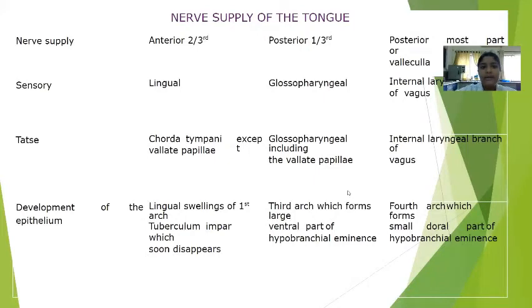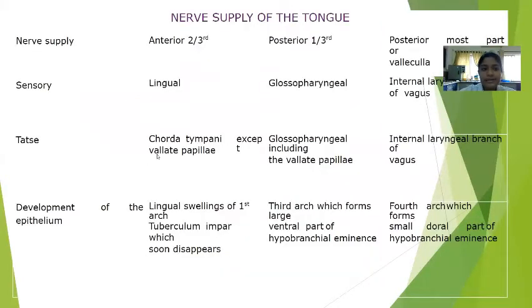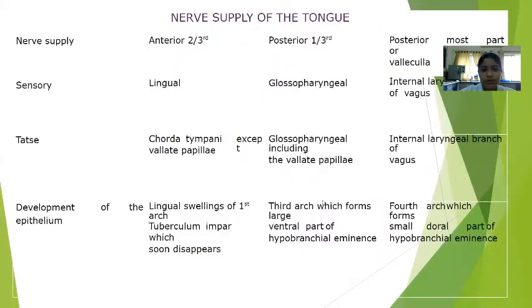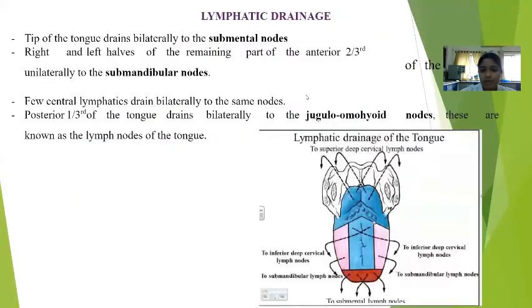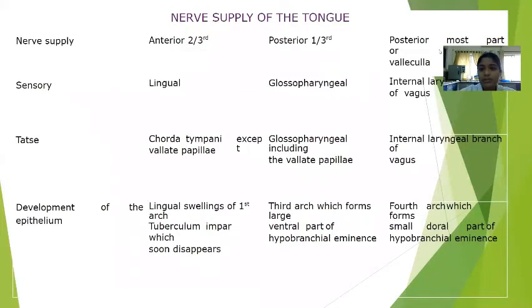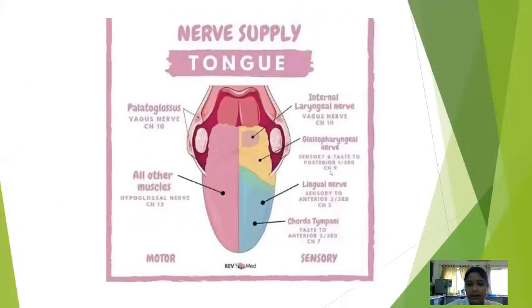The nerve supply in the anterior two-thirds: here we have sensory nerve supply and taste. In the anterior two-third, the sensory supply is through the lingual nerve. Lingual nerve, sensory, anterior two-third. For the posterior, the sensory supply is the glossopharyngeal nerve. For the posterior most part of the tongue, it is the internal laryngeal branch of vagus. So the posterior most part of the tongue is supplied by the vagus nerve.